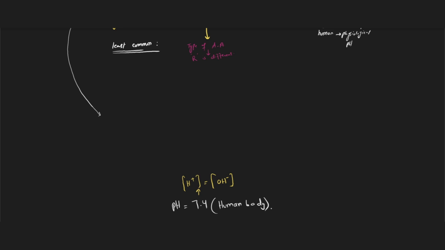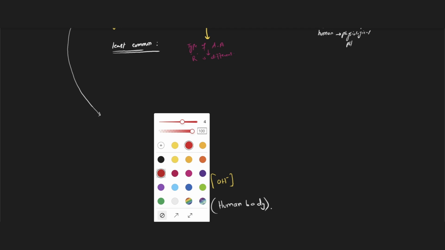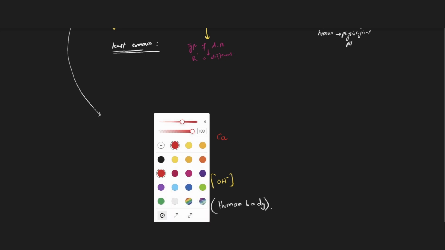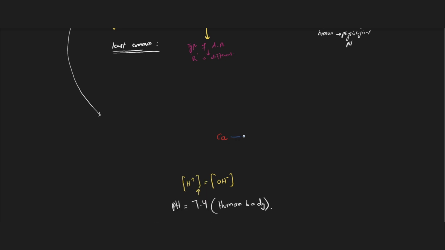Now let's draw the structure of the amino acid again. There is a C alpha carbon, which I have already drawn, and next we have four different functional groups to which an amino acid is attached: a carboxylic acid group, an R group, a hydrogen atom, and an amine group.